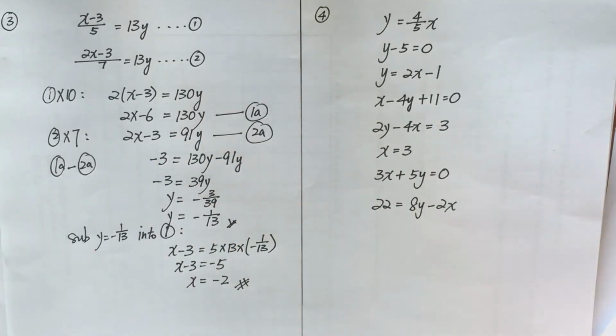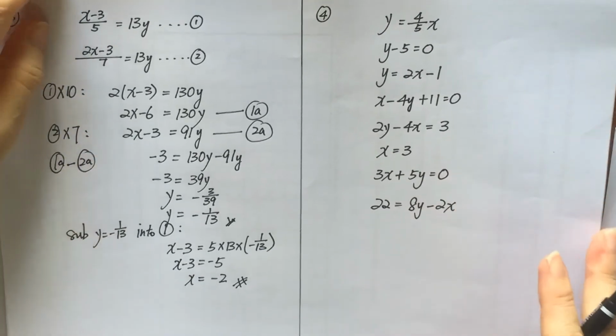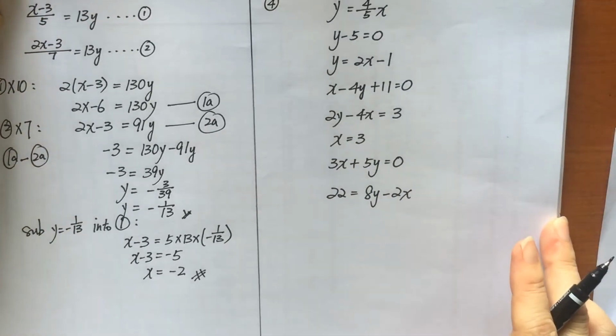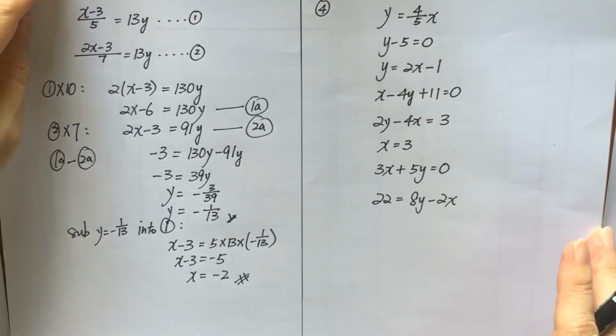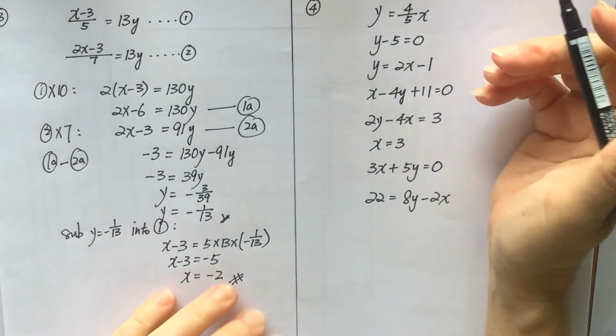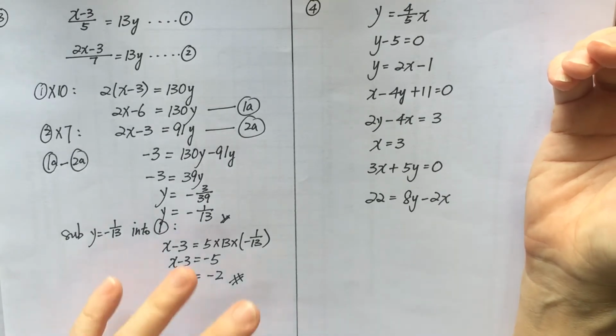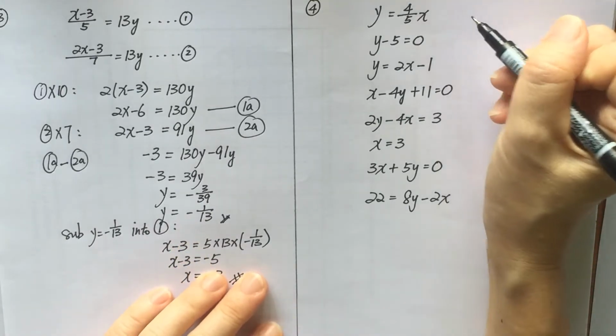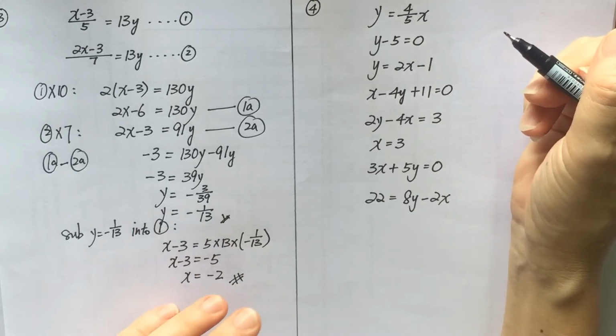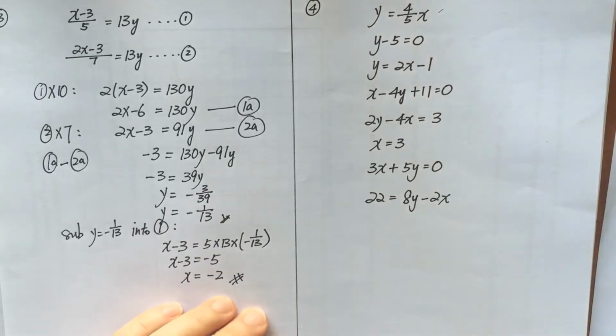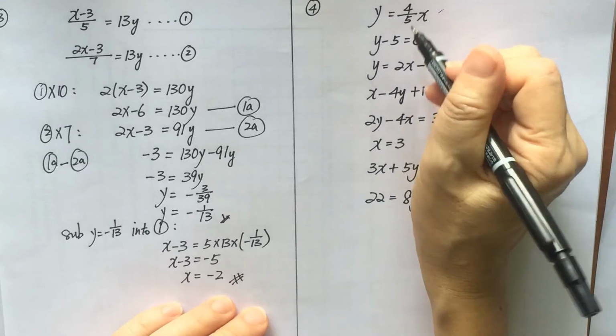Question 4, you are given a list of equations, and then you want to find out which are the equations that pass through the origin, are parallel to each other, or have infinitely many solutions. So the best way of doing this is try to put it into the gradient intercept form. First one already in gradient intercept form. We can see the gradient is 4/5.